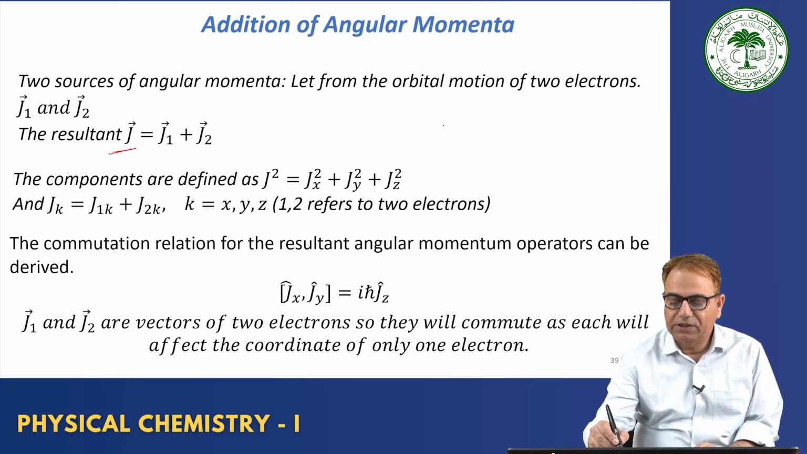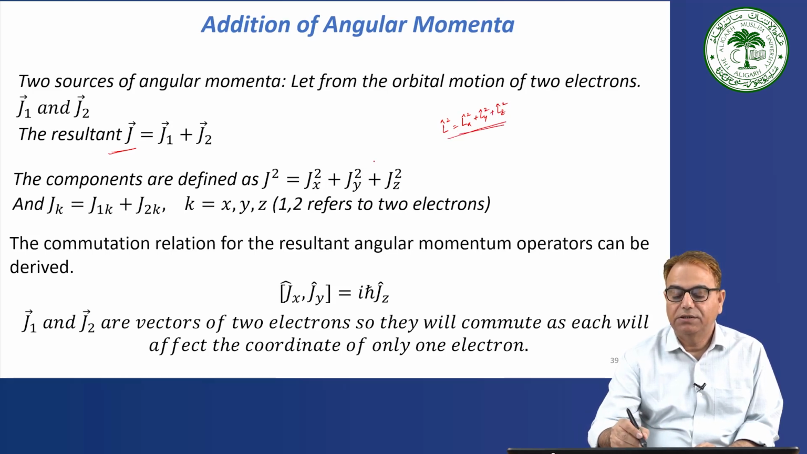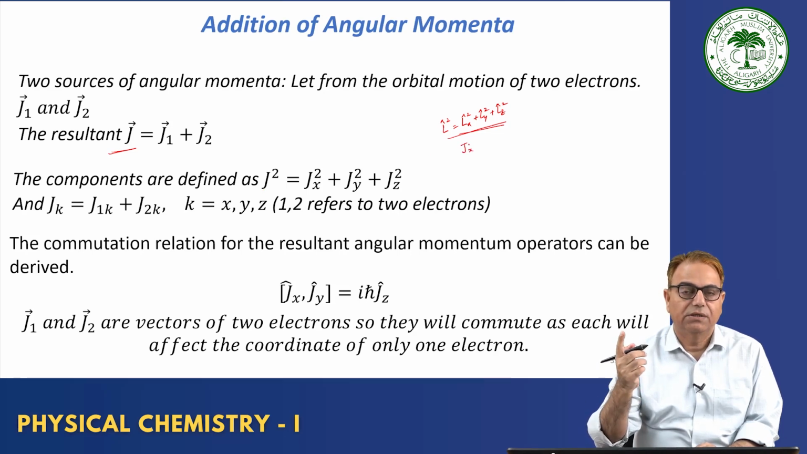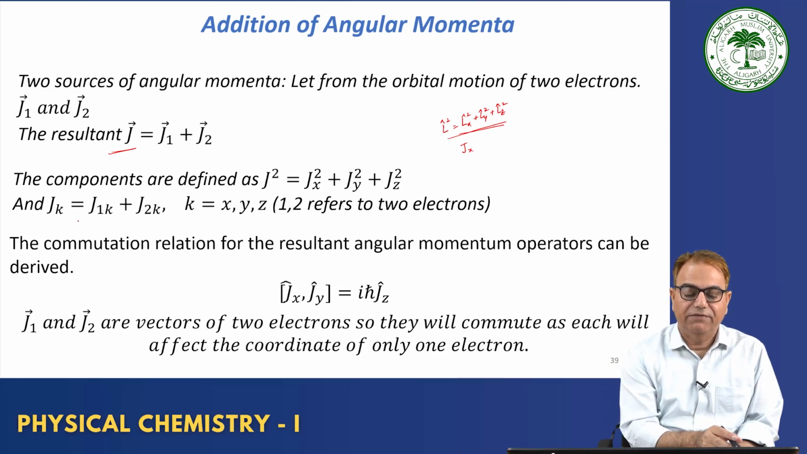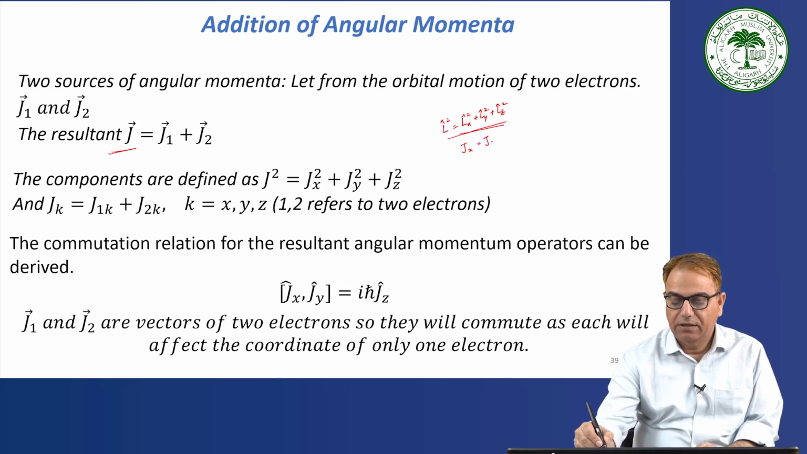In case of orbital angular momentum, what I have written, L square is equal to Lx square plus Ly square plus Lz square. This was L square. So J square will be Jx square plus Jy square plus Jz square. Okay, same relationship. The only symbol is changing, and now we have resultant angular momentum instead of orbital angular momentum. Now this Jx again is what? Here it has two sources, one from one source, one from another. So Jk will be J1k plus J2k, or if you don't write the subscript, J is equal to J1 plus J2. Okay, k is for x, y, z. So Jx will be J1x plus J2x: the x component of the first angular momentum and the x component of the second angular momentum. You sum it up, you will get Jx.